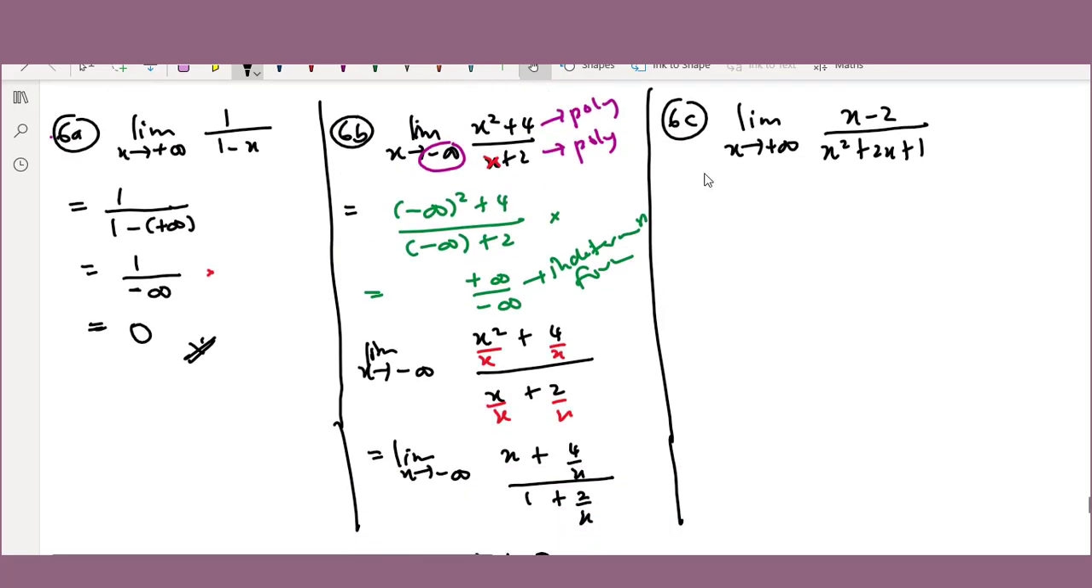Okay. For 6c, substitute directly. This one is infinity. This one is also infinity, positive or negative, still an indeterminate form. If indeterminate form, check poly over poly. When poly over poly, you have to divide by the highest power of the denominator. This is the denominator. The highest power, the highest degree, is this term. So we have to divide each single term by x squared.